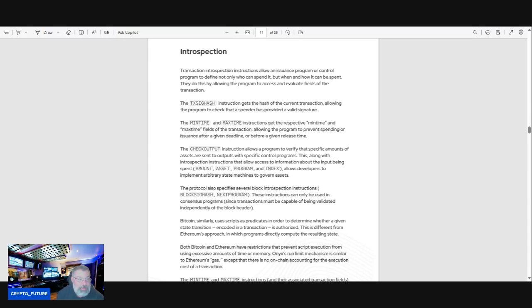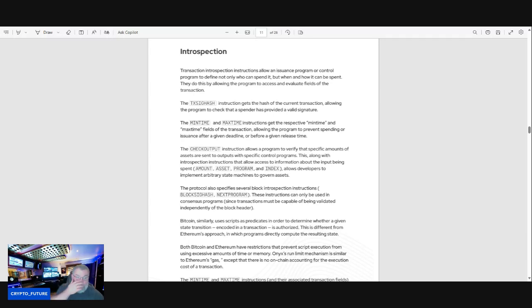release time. The CHECKOUTPUT instruction allows the program to verify that specific amounts of assets are sent to the outputs with specific control programs. This, along with introspection instructions that allow access to information about the input being spent (amount, asset, program, and index), allows developers to implement arbitrary state machines to govern assets.